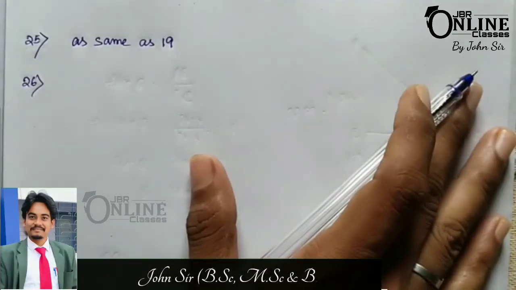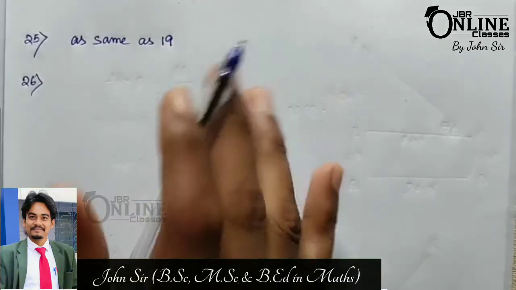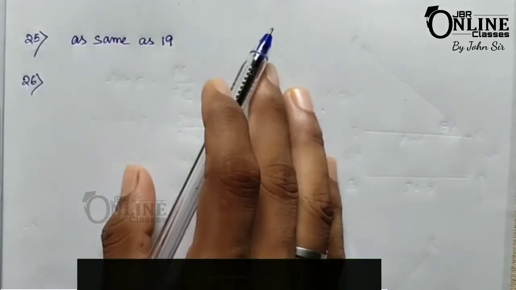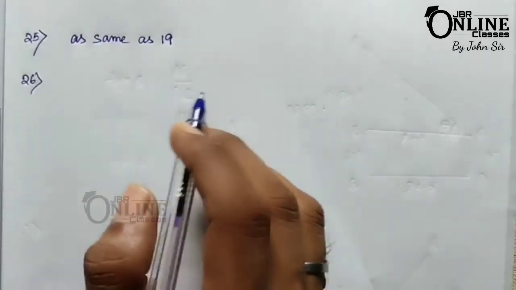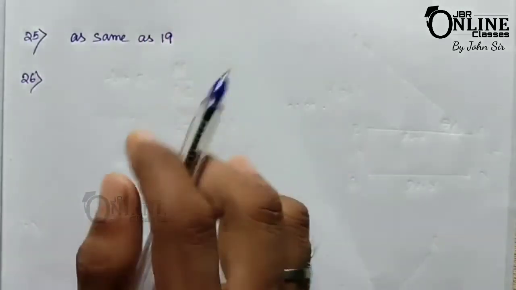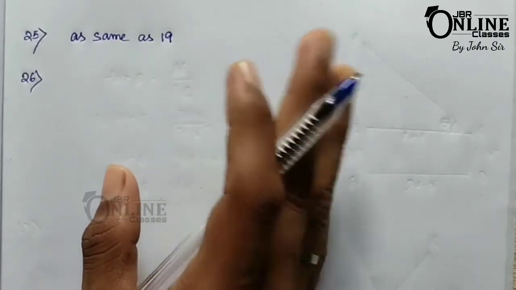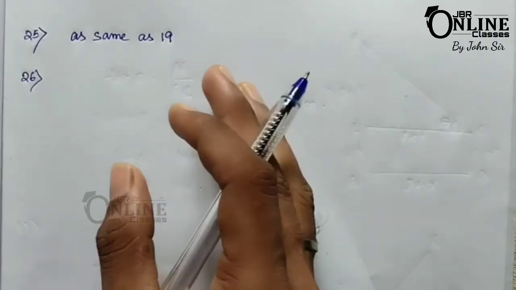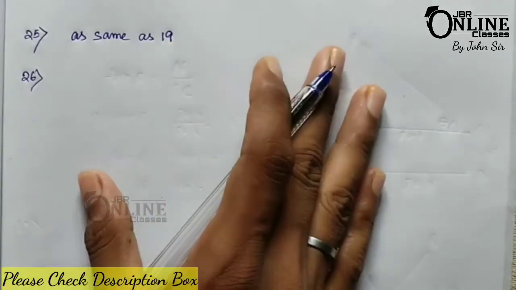So today I am going to start from sum number 25. In sum number 25, exercise 20 trigonometry, it's a height and distance problem. Here sum number 25 is the same as sum number 19. So you can watch the previous video on YouTube, and the link will be in the description.